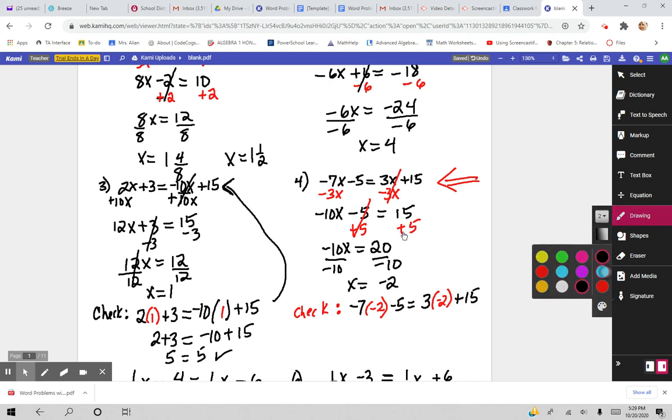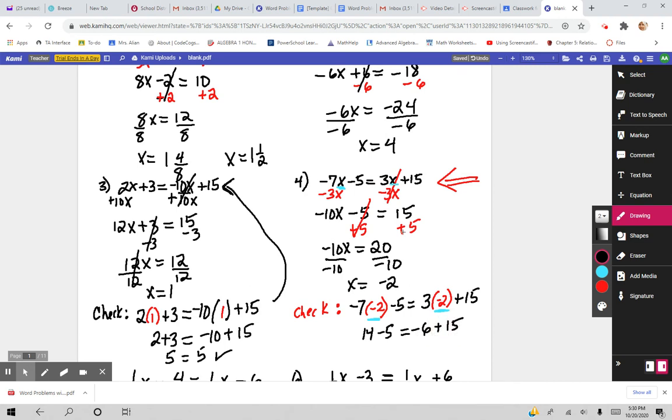So you see what I did? I replaced x with negative 2 here. I replaced x with negative 2 here for this and this to see if I get a true equation. Now let's just do the math. Okay, -7 times -2, that's SSB, same sign, positive. So this is going to be 14 minus 5 equals 3 times -2, that's DSN, so that's -6 plus 15.